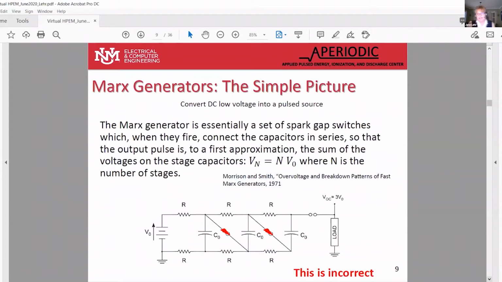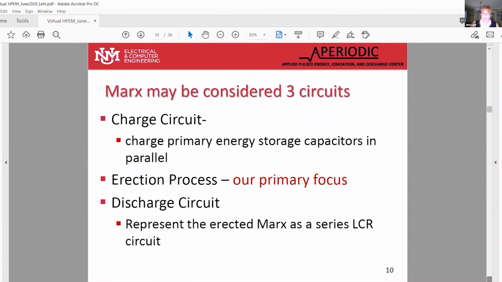So the point is, we talk about this simple picture all the time, and it's really not true, and we sort of already know it's not true, but it's very easy to forget. The other part is that when we talk about the Marx bank erection process, we assume that once the first gap fires, all of that voltage is relayed to the second gap, while all the other stages are kept at ground potential. So this means that the second stage is highly overvolted and the rest are not overvolted.